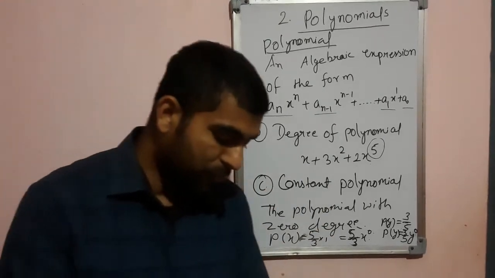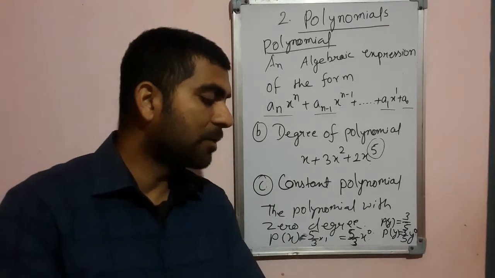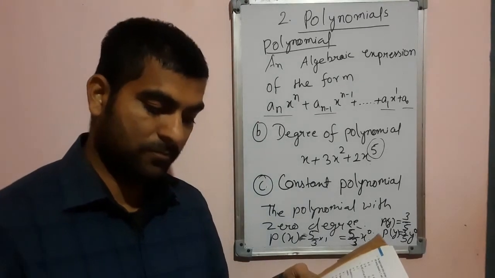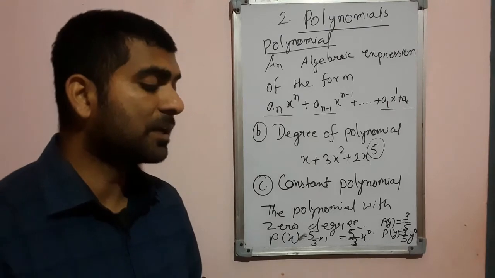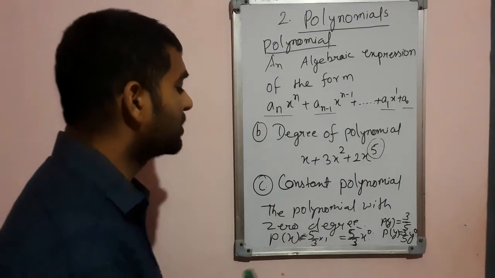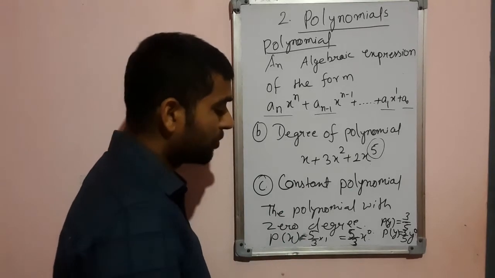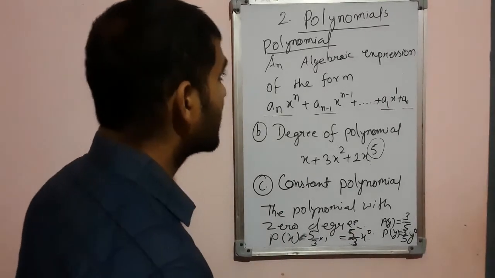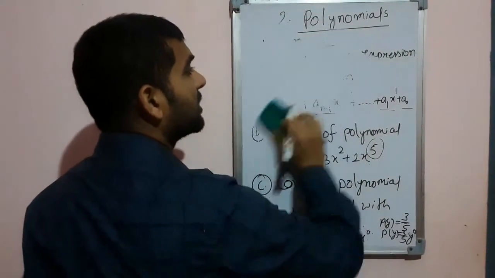Now we will move to the next topic. We will study about the zero polynomial. We have already done the constant polynomial. What is a constant polynomial? A polynomial with 0 degree is called a constant polynomial. Next, let us see.